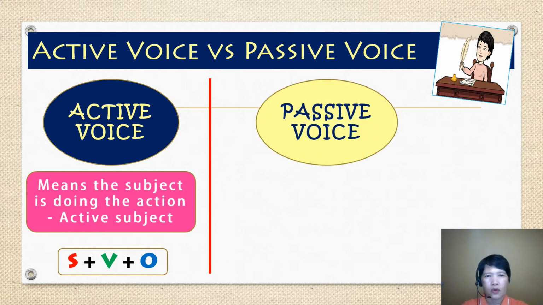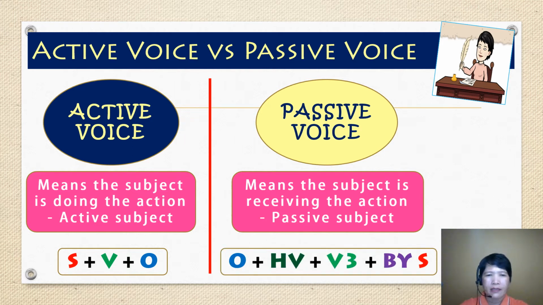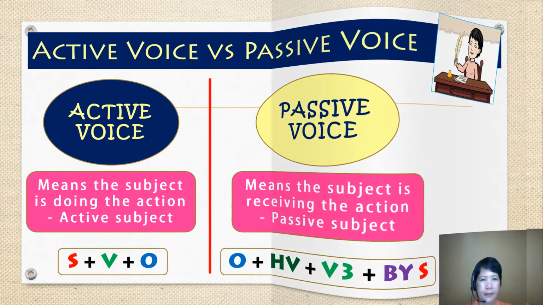When we say passive voice, the subject is receiving the action. So this is the structure of a passive voice. We have object plus HV, or helping verb, plus V3, or the third form of the verb, plus by and then the subject. Let's take a look at an example of the voices.